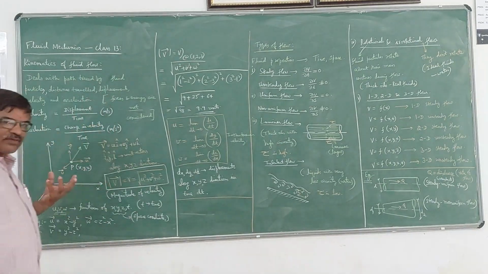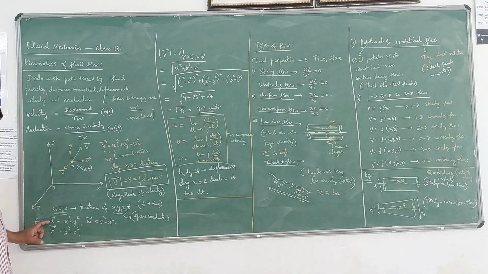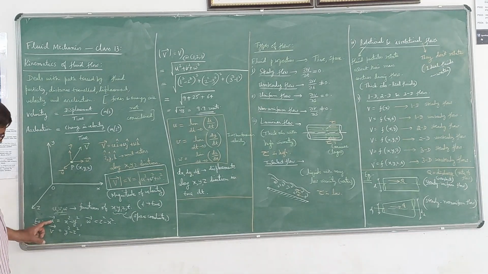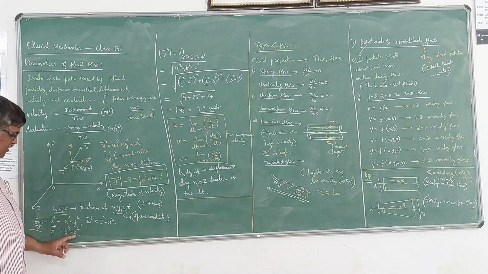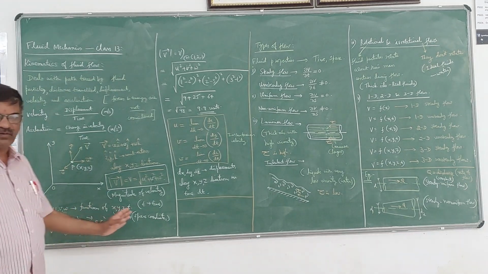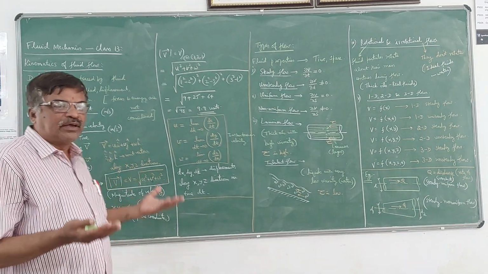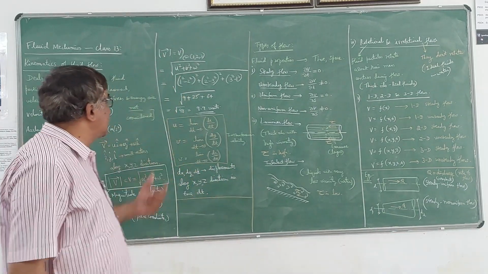Now I will take a simple example. In a fluid flow, you have the components of velocity given like this: u is x square minus y square, v is y square minus z square, w is z square minus x square. So as already told, they are functions of x, y, z, and sometimes they will be given in terms of t also if the flow is unsteady. I will come to that later.